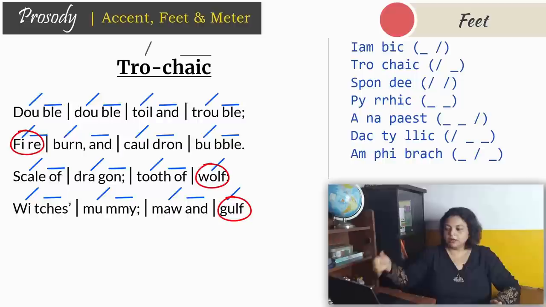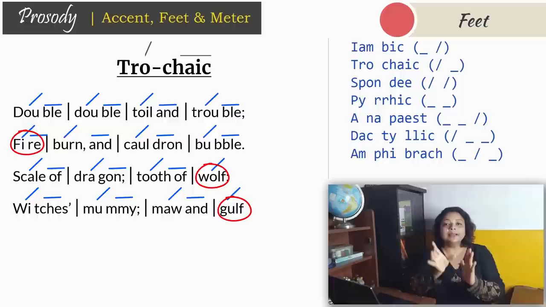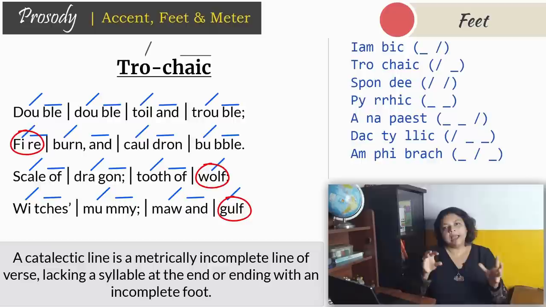This happens in trochaic all the time. In trochaic meter, you start from the beginning and you see that at the end of the line, you have one hanging accented single syllable. This is called a catalectic foot. Okay, so catalectic is very much a part of trochaic feet. It happens in many of the trochaic lines you will come across.